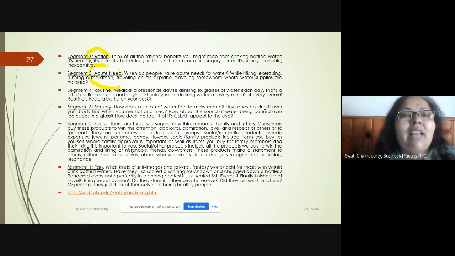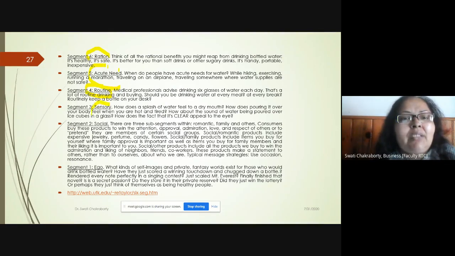Just before that is the acute need. When you really need water, you're really thirsty, hiking, exercising, running, right? Or traveling somewhere where water supplies are not safe. The fourth segment talks of routine. Routine is where medical professionals advise drinking 6 glasses of water each day. That's routine drinking, and that's why we buy it, right?